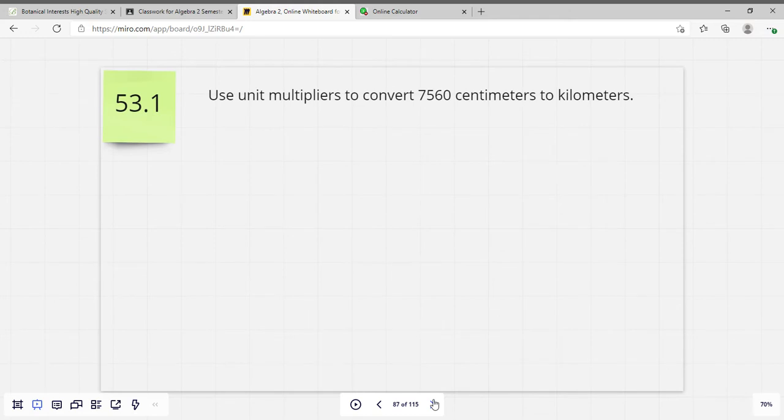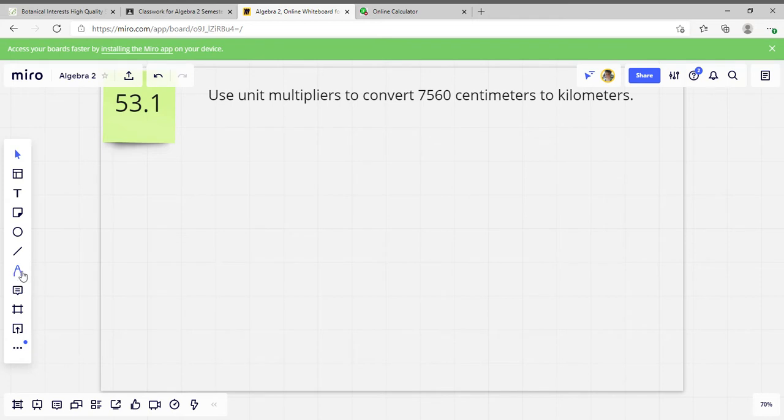Alright, so our first question is to use unit multipliers to convert 7,560 centimeters to kilometers. So we're going to work this the way we did back in Algebra 1. So we're going to start with 7,560. And we're going to put that over 1, and that's centimeters.